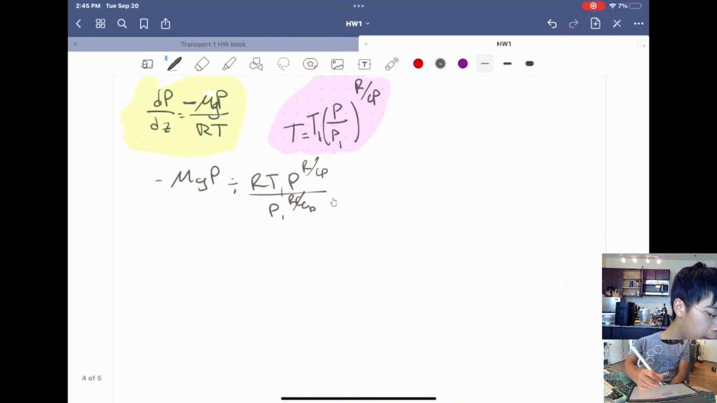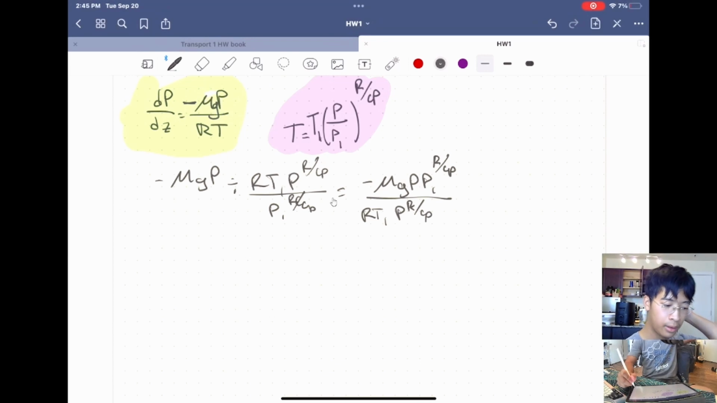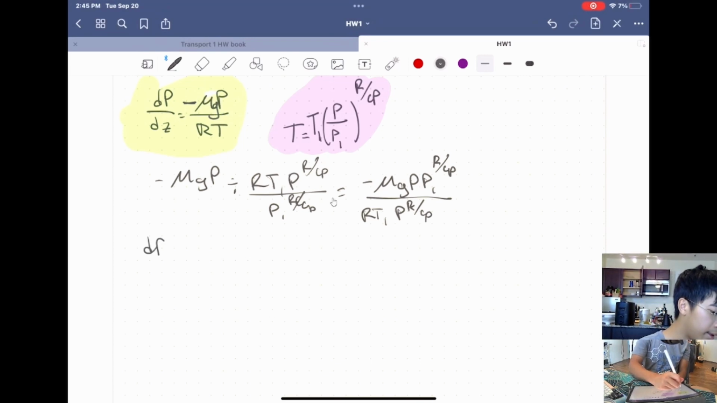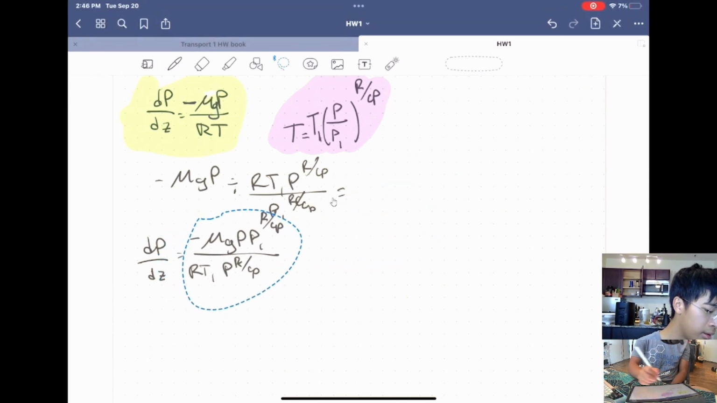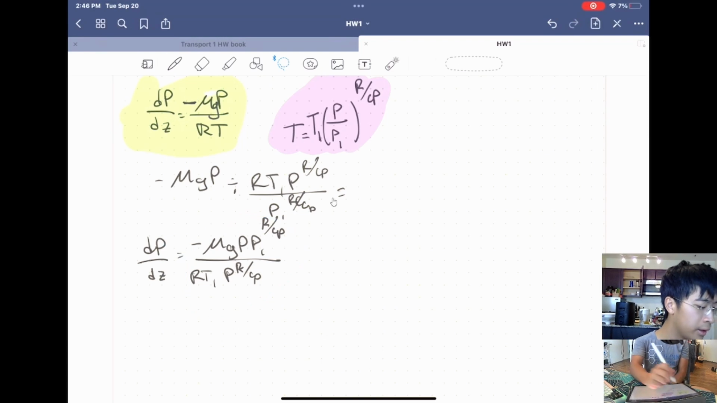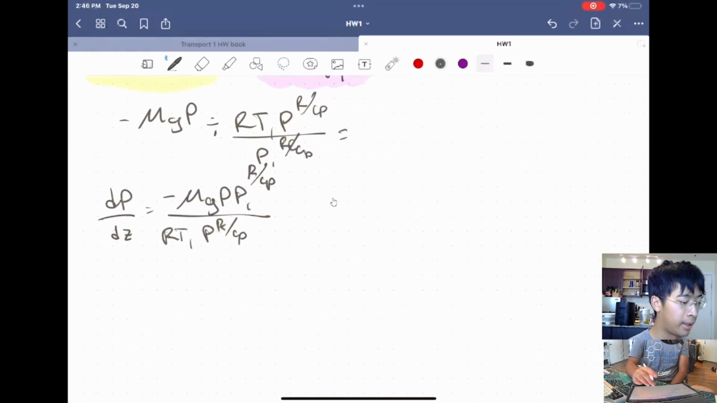So, what are we going to have? This is going to equal negative molar mass G times pressure times known pressure to the R over Cp, over R T1, times pressure to the R over Cp. And again, this is set equal to our derivative. So it's a separable differential equation. And we will solve it like so.